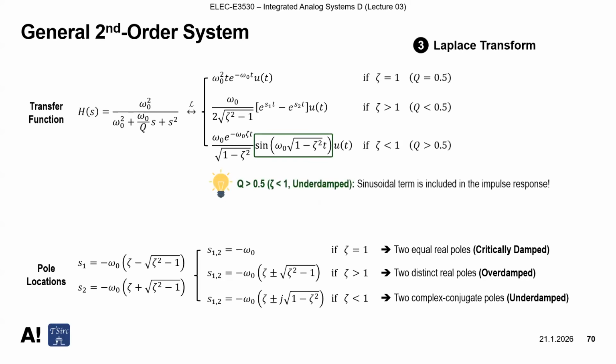So when we have the underdamped condition, when zeta is less than 1, or when we think about Q factor larger than 0.5, there is a sinusoidal term included in the impulse response. So here, when we take the inverse Laplace transform, now we are looking at the time domain signals of the impulse response. That is the definition of the inverse Laplace transform.